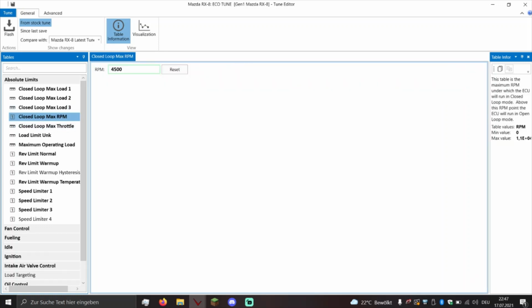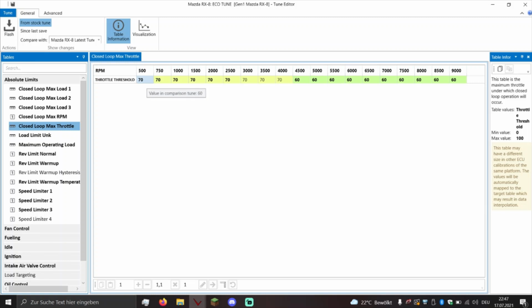The closed loop max RPM is 4500 RPM because I do not want to run it in closed loop above that RPM. Simple as that. You can set it to 6000, you can set it to 9000, so you would be always in closed loop unless you reach a certain throttle input, which we have here. I set it to 70% of throttle input, basically means everything below 70% of throttle input is closed loop, and everything above that is open loop.